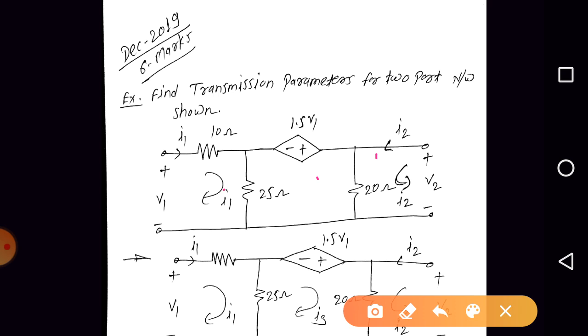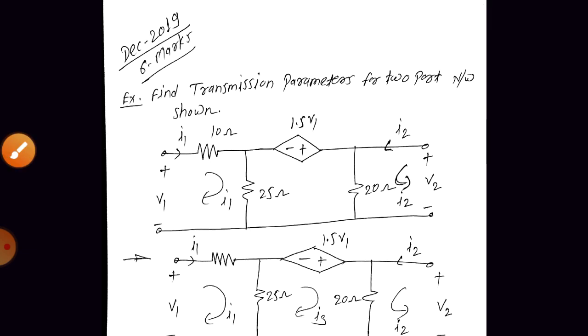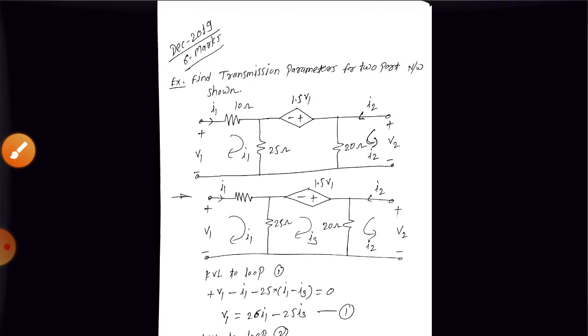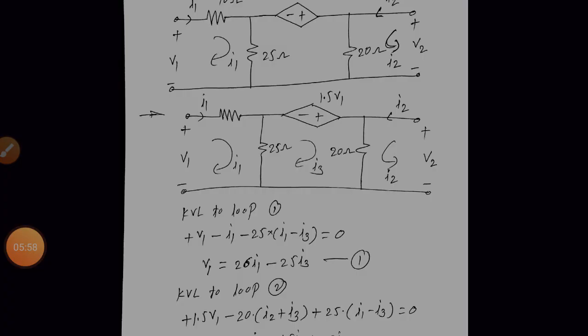Here we cannot reduce this network by using star-delta or delta-star transformations, so it is not possible to reduce it. We are going to simply solve it by applying KVL. So first, apply KVL to loop 1.